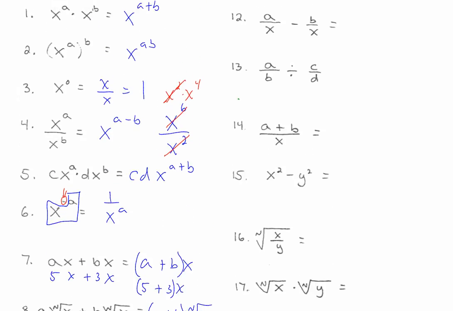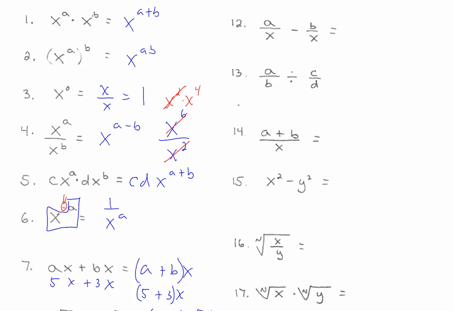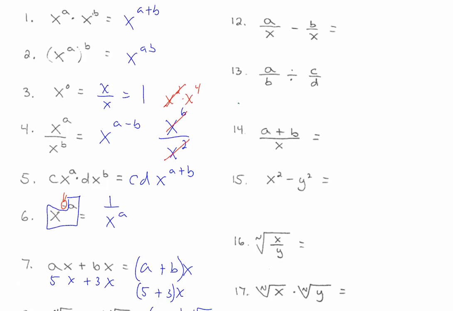Okay, on the other side, don't do 16, don't do 17. Let's do 12 through 15. All right, so let's see. Ashton, you want to go for 12? 12. A minus b over x. Okay, so add the numerators, which is a minus b over the common denominator.